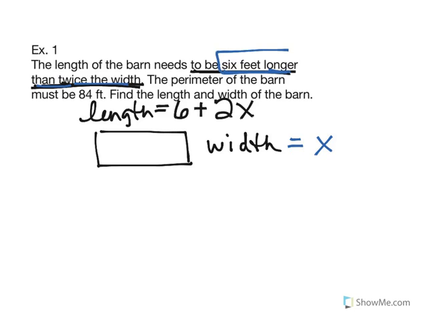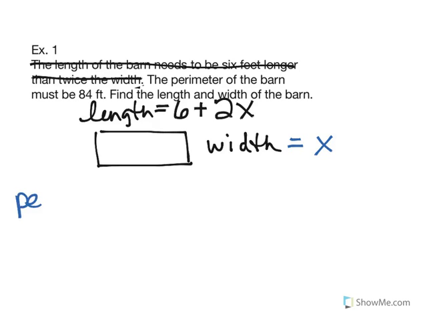Now you're literally done with that first sentence. And if you want, you can cross it off. We've used all the information in that sentence. The next sentence says that the perimeter of the barn must be 84 feet. So I need to dig into my memory banks and recall that perimeter means all the sides added up.